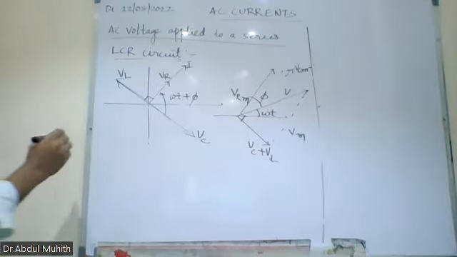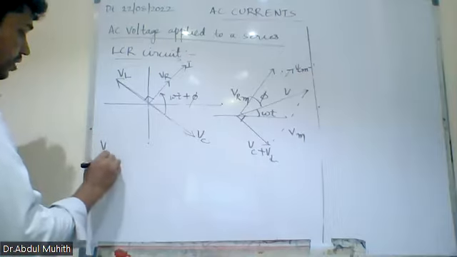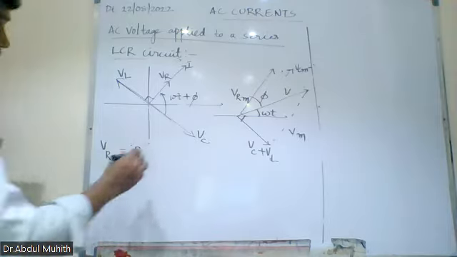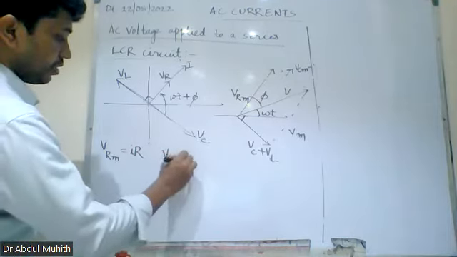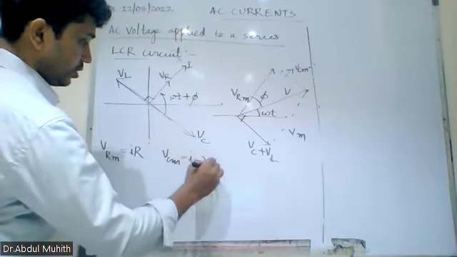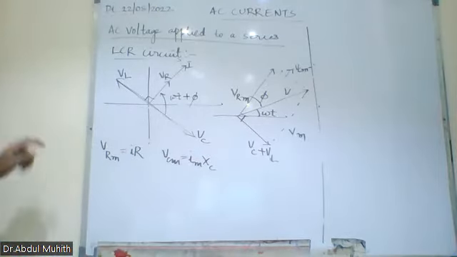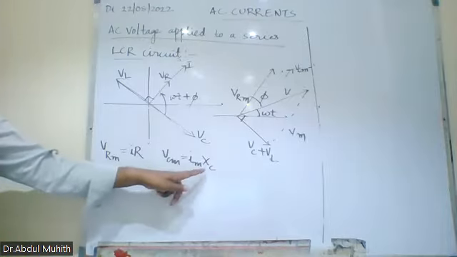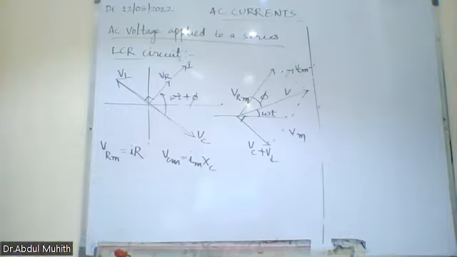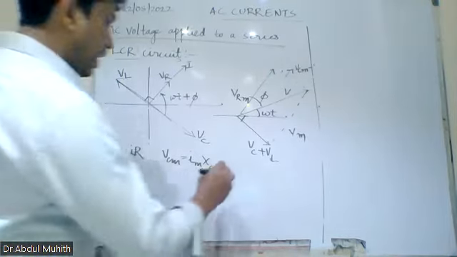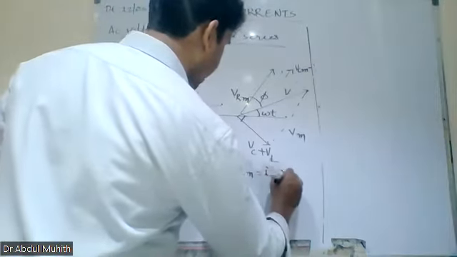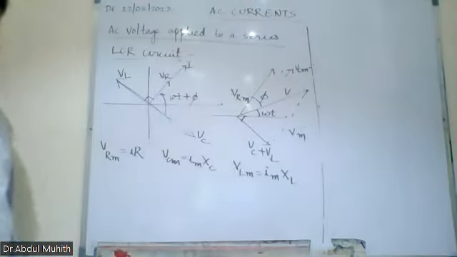Now what happened here? VRM is equal to IRM, that is, VR is equal to IR. VCM is equal to IM into XC. Here V is equal to IR, but across the capacitor we don't have R, we have only reactance. That is said to be capacitive reactance. And we have VLM. VLM is equal to IM into XL.